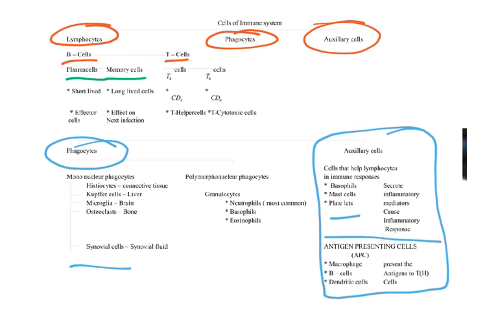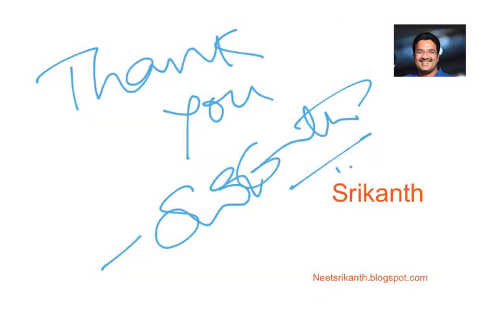And the story of antigen presenting cells, which have MHC class 2 molecules. Having MHC class 2, they present the antigen to the T helper cells. Macrophages, B cells and dendritic cells can be considered as antigen presenting cells. So this is all about the cells of the immune system.